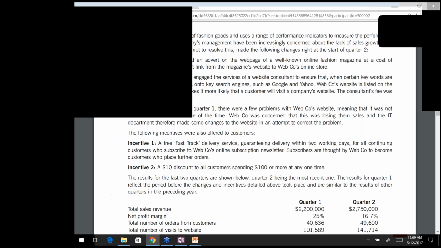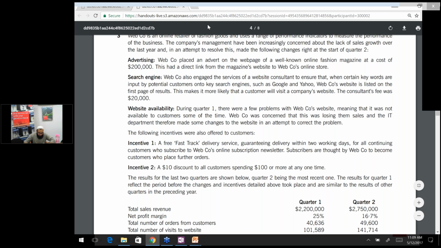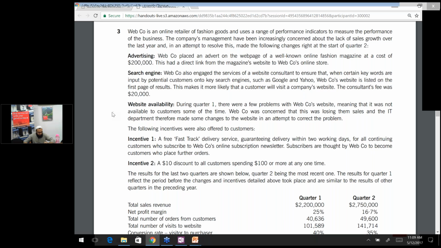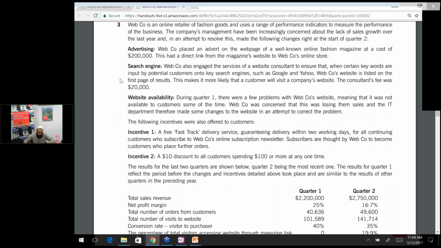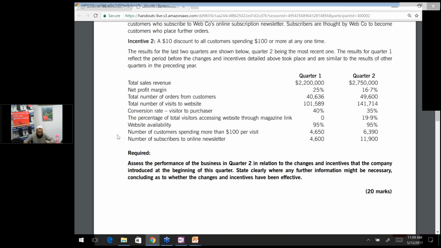Okay. Now, this is a web company, an online retailer of fashion goods, and we need to assess the performance of this company. This is a 20-mark question, okay?